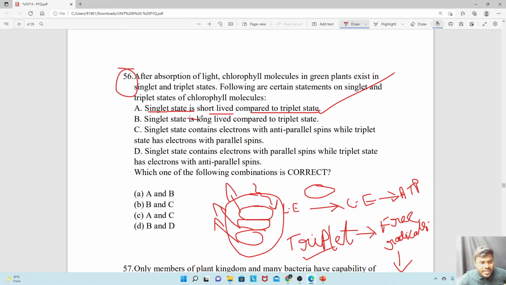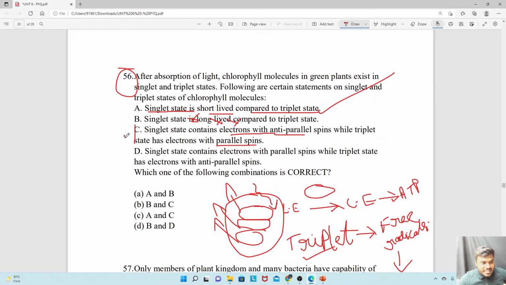Single state is long lived, wrong statement. Single state contains electrons, this is the only point I want you to remember, with an anti-parallel spin, while triplet contains parallel spin. This is a direct characteristic feature. There is no need to explain over there. Always, more chlorophyll molecules will spin parallel. Less chlorophyll or a single chlorophyll, the electron spins anti-parallel.